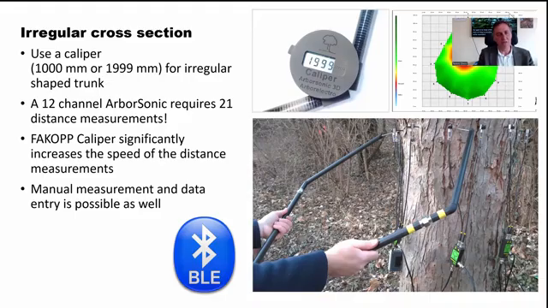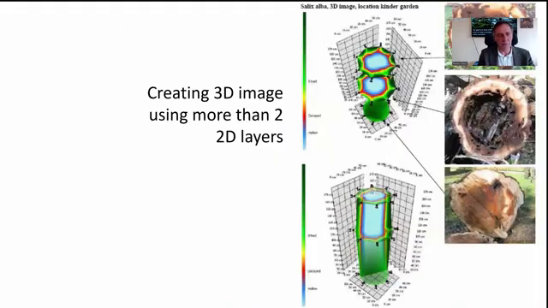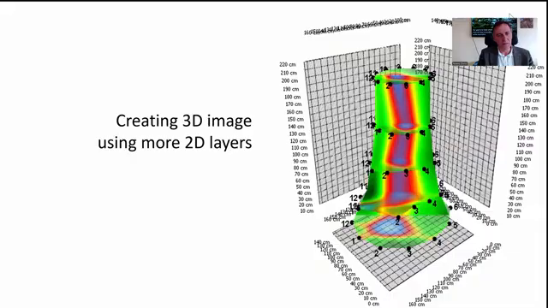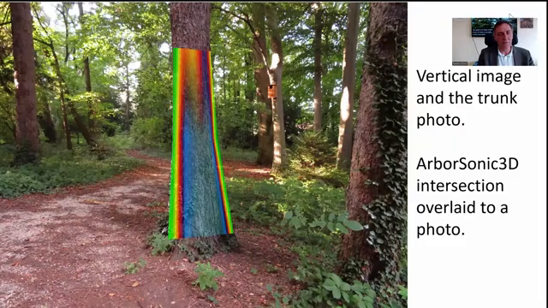Whenever the cross-section is irregular, we need to use the triangulation technique, and this is our digital caliper, helping us to perform quick recognition of irregular geometry. Whenever we perform not only one, but 2 or more layers, it is possible to build up a three-dimensional image. Here you see another one, and also the vertical image together with a photo indicating that this tree has severe decay at ground level.